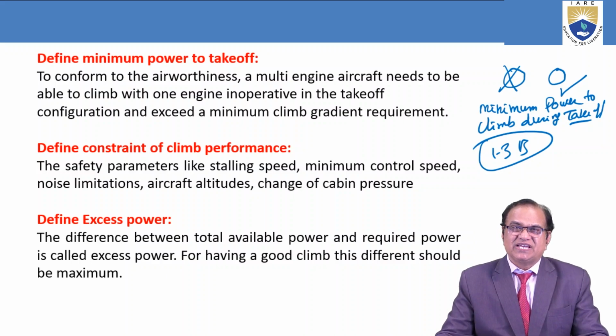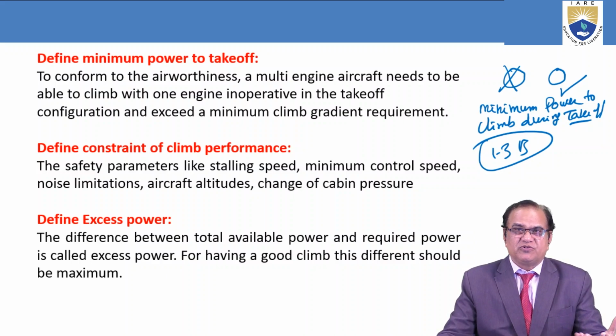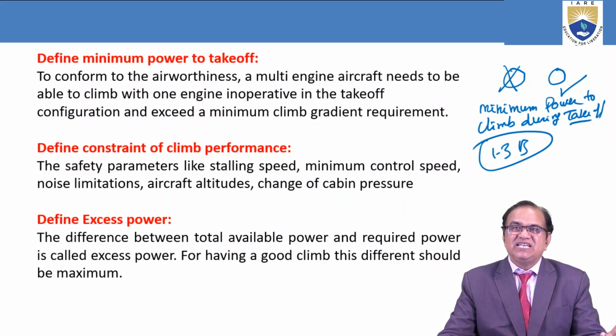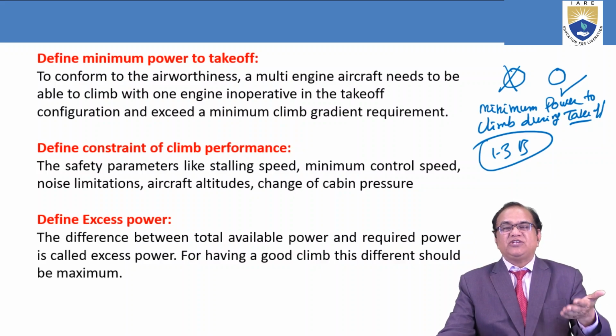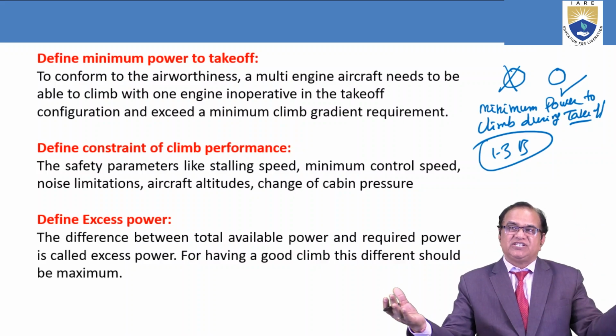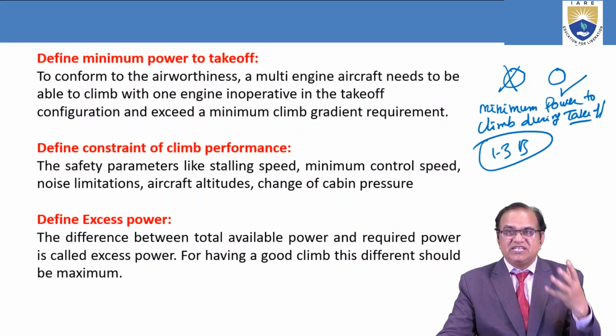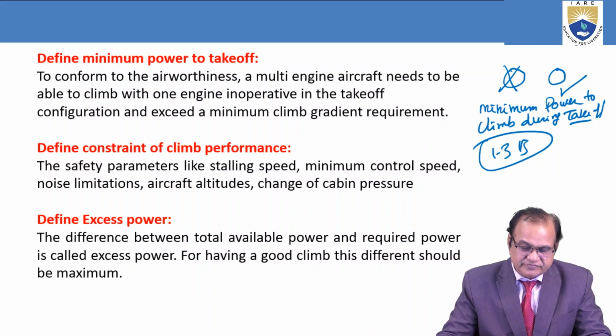Then noise limitations are there. How much noise your engine is producing. Aircraft altitude, at what altitude your aircraft is flying. Change in the cabin pressure, because as you go to high altitude, the pressure outside is reduced. Inside pressure we have to maintain. So cabin pressurization is very important for any aircraft. This cabin pressurization, aircraft altitude, noise limitations, minimum control speed, and stalling speed are a few constraints on the aircraft performance.